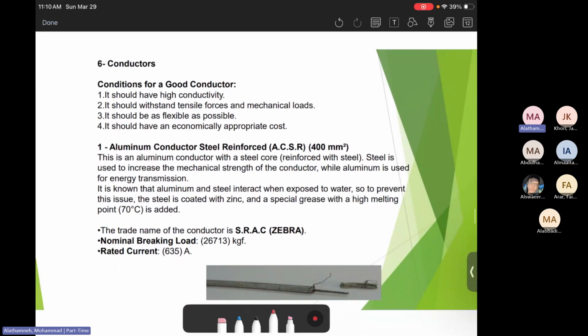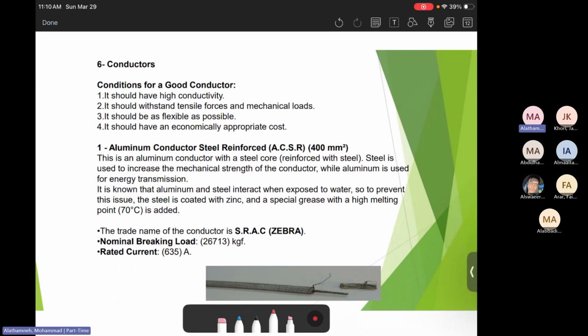Now the conductors. So let's stop here. Next lecture we will talk about the conductors. Okay. Any question?